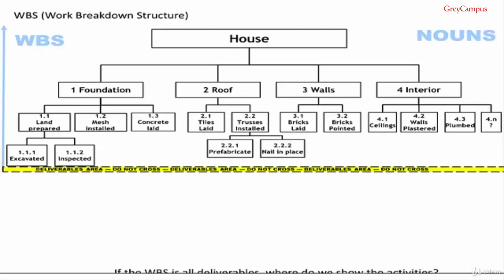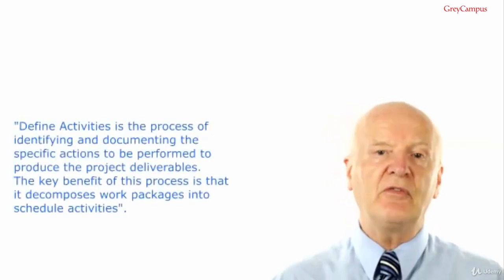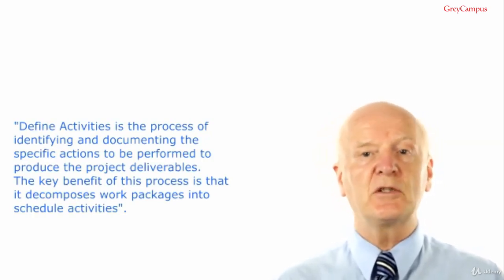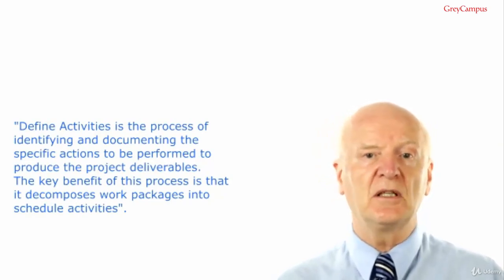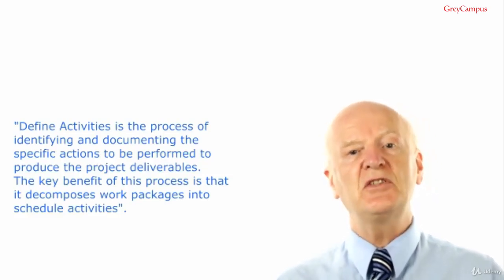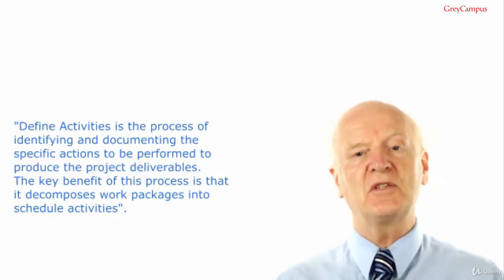Now, to complete this, we would actually have to leave the project scope management knowledge area and slip into project schedule management, which, as I said before, was called project time management in previous versions of the PMBOK. And the area that we'll be working in is define activities. The PMBOK guide tells us that define activities is the process of identifying and documenting the specific actions to be performed to produce the project deliverables. The key benefit of this process is that it decomposes work packages into schedule activities. So that confirms that we're in the right place.